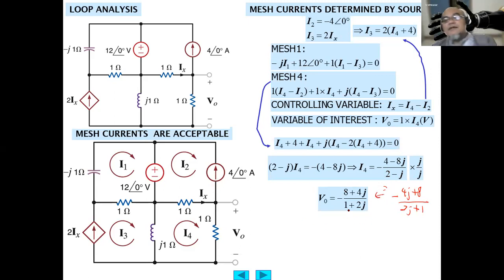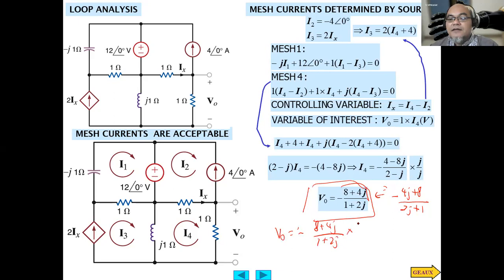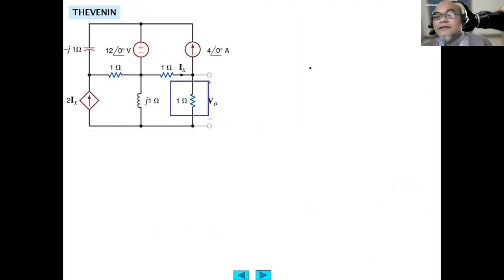This is not final yet, so you need to multiply by 1 minus 2J over 1 minus 2J if you want to have the final value, so this is minus 8 plus 4J divided by 1 plus 2J. Then simplify further so that you later get the real part and the imaginary part.